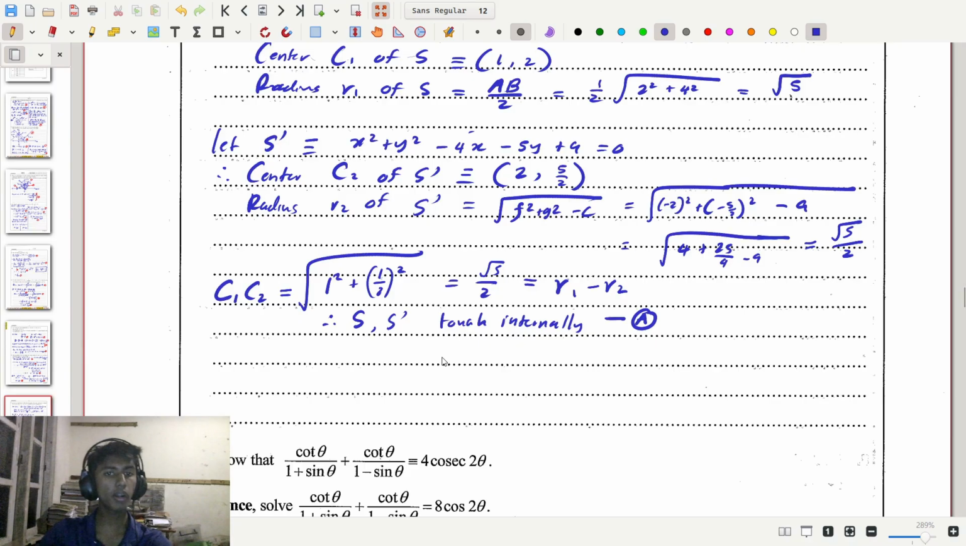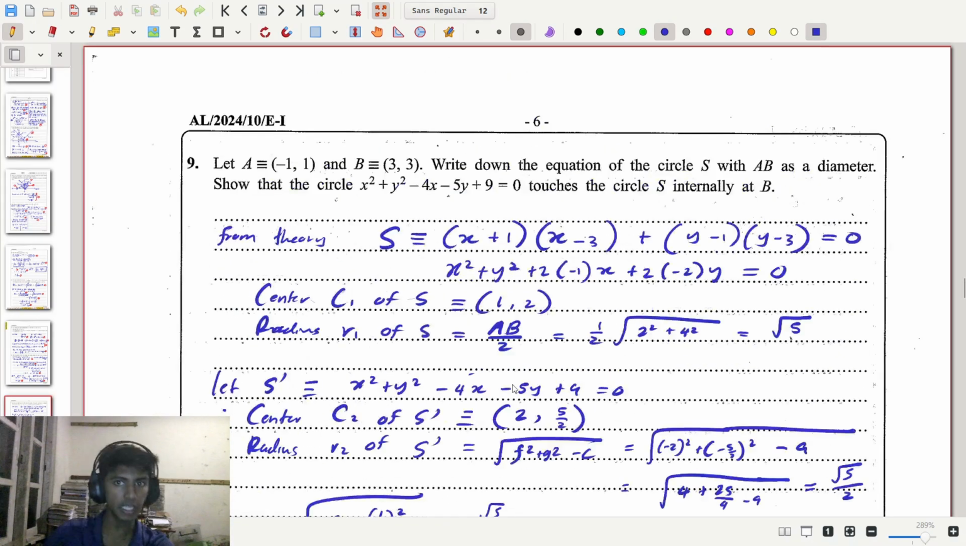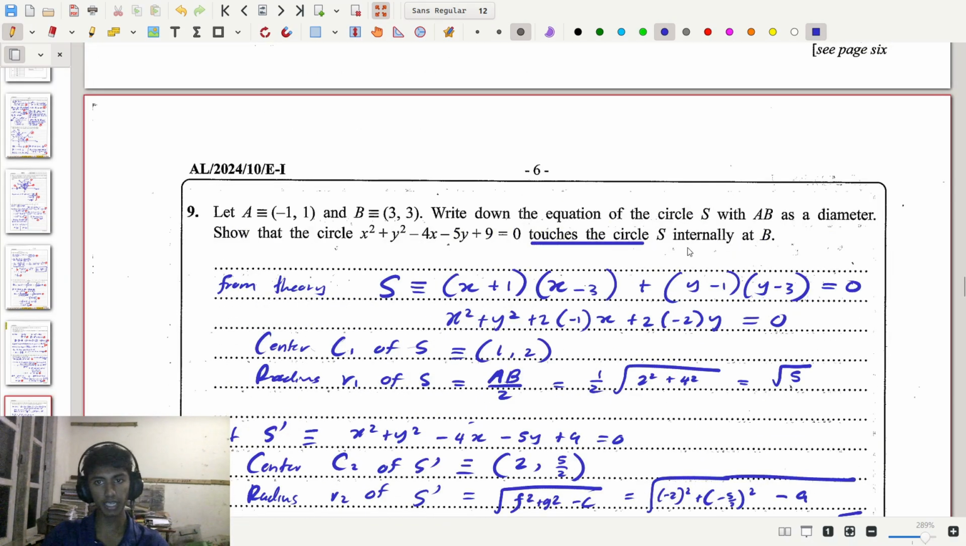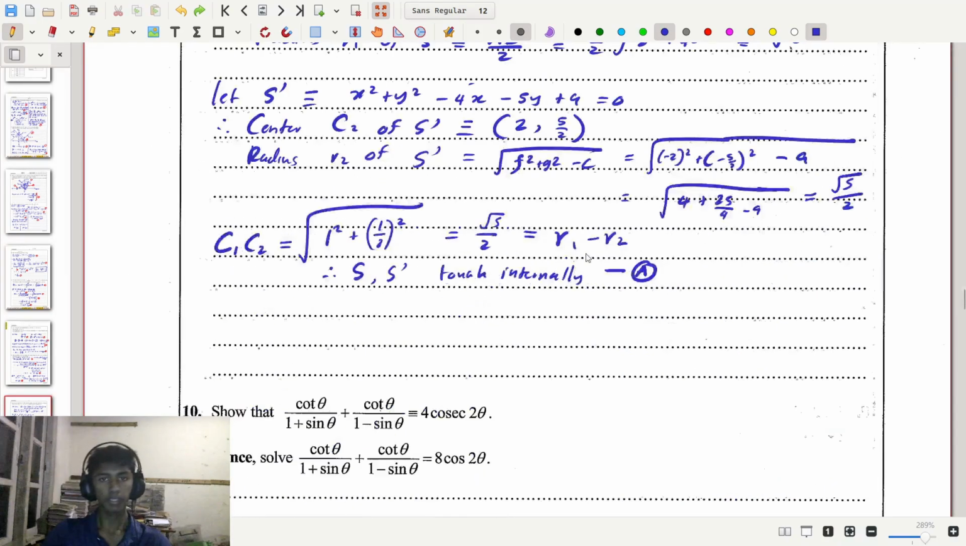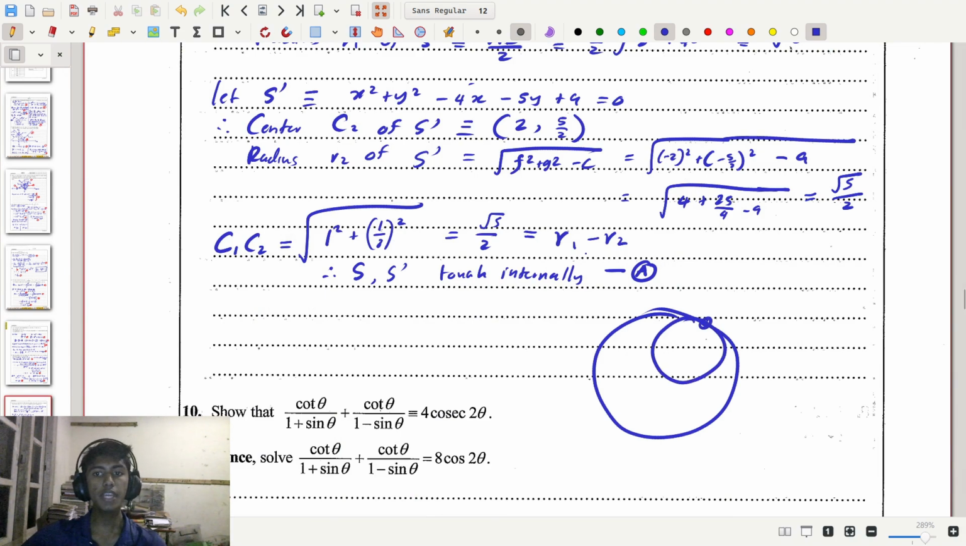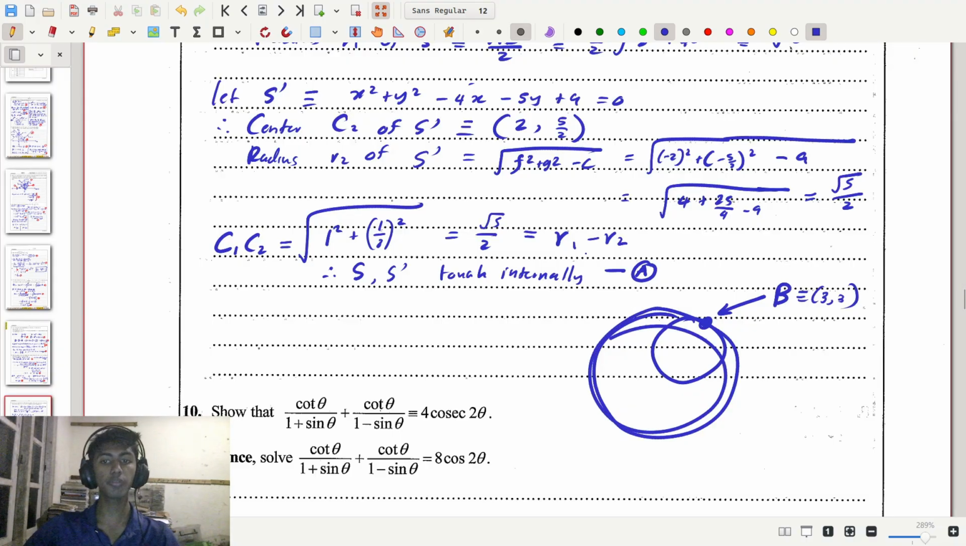Now we were not asked to just show that these two touch internally. We were asked to show that they touch internally at the point B. Since we already know that they touch internally, and since they don't have the same radius, they must touch internally at a single point. If we want to show that they touch internally at the point B, which is given by (3, 3), all we need to do is show that B is on both circles S and S dash.